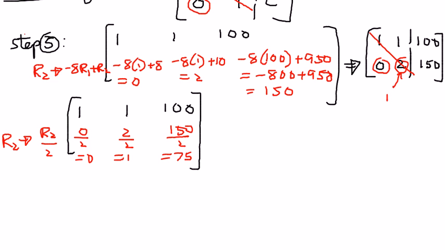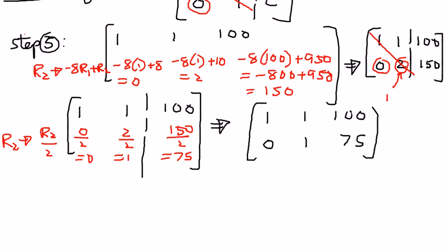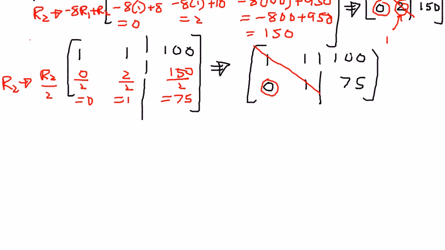And therefore, we have now arrived at an augmented matrix which is going to give us the solution. So let me write this in a clean manner: 1, 1, 100, and then 0, 1, 75. Therefore this is our solution augmented matrix, and as we can see, we have achieved 1s along the diagonal and we have achieved 0 below the diagonal. And therefore we can read the solution from this point on.